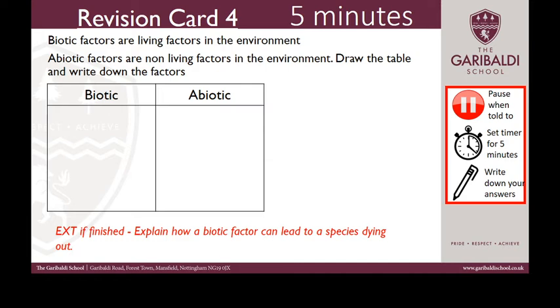Okay, so the next revision card. Biotic factors are living factors. So I noticed in some of your quizzes, you said like living things. You need to say living factors in the environment to get the points. Abiotic factors are non-living factors in the environment. So draw the table and write down the different factors. Write down some examples. Again, extension at the bottom. If you've finished, explain how a biotic factor can lead to a species dying out. So press pause, set your timer for 5 minutes and write out your answers, please.